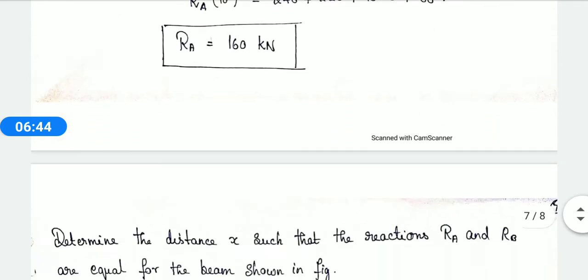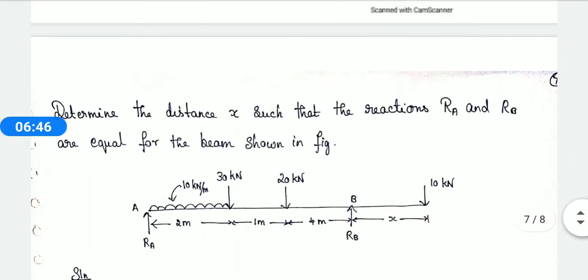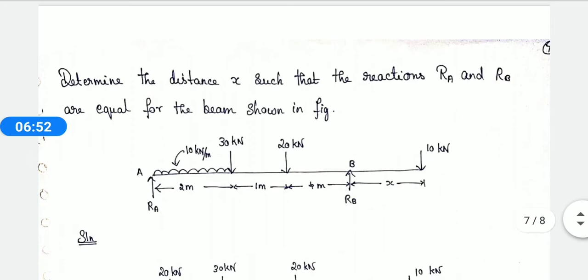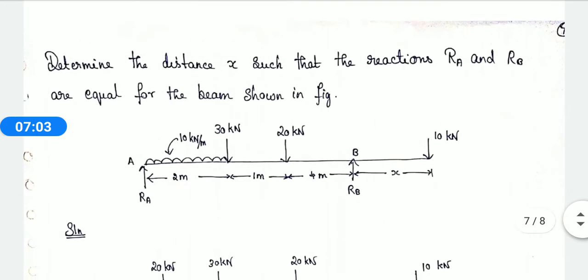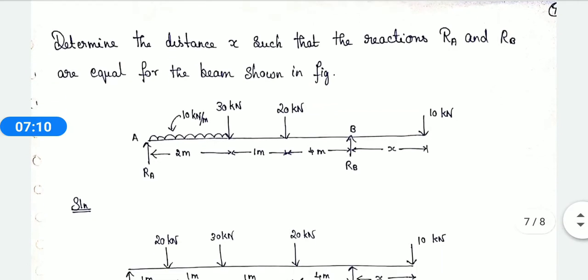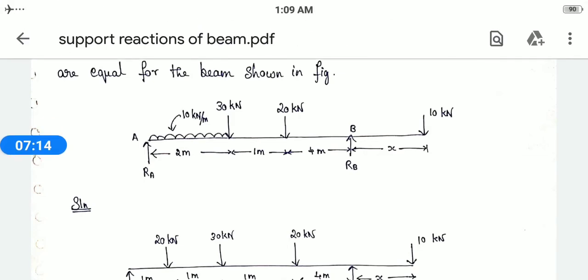Now we are going to do the same thing for a different condition. It is like your first problem of your previous video. Determine the distance x such that the reactions RA and RB are equal for the beam shown in figure. What they had given as the condition is that RA and RB are equal. What they had asked us to find is the x distance. This is the given question. It is very simple because RA they had mentioned, RB is also they had mentioned.